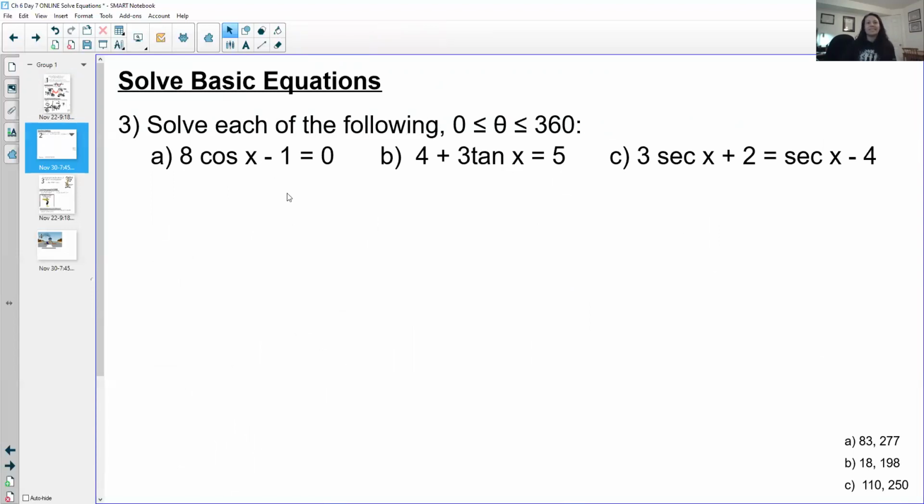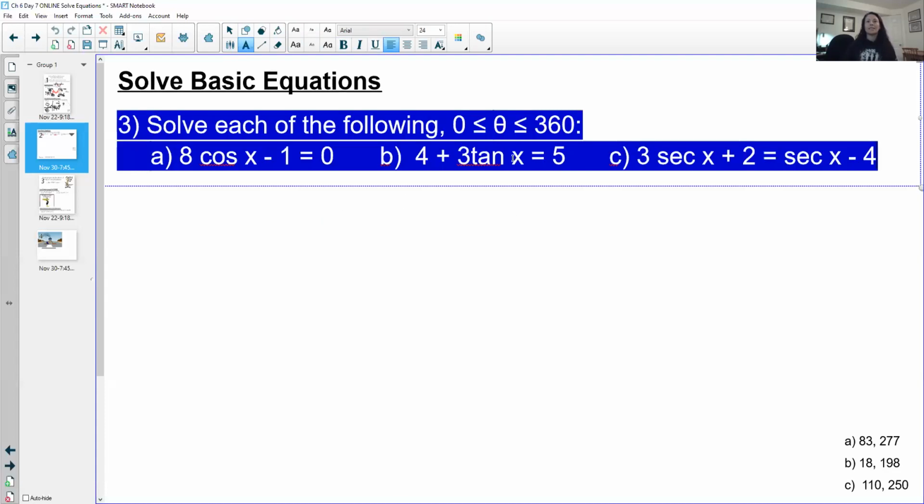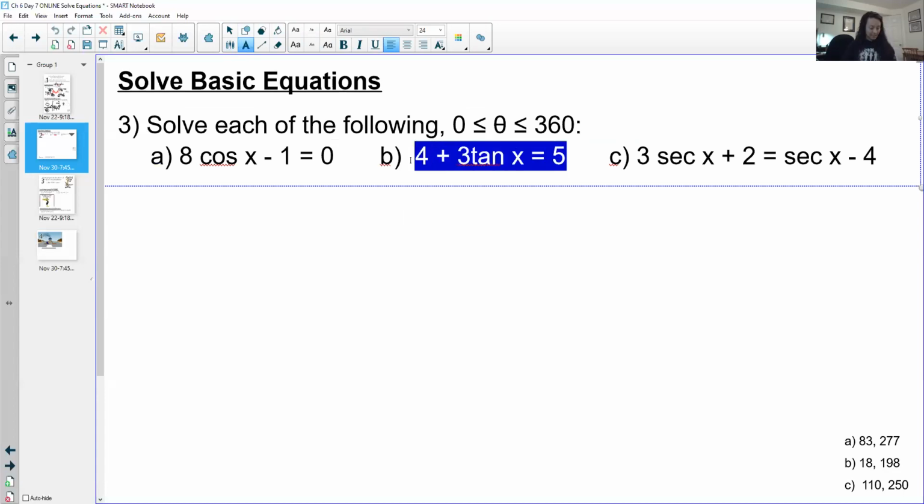Let's do, I'm not going to do A. Let's go straight to B. So I need to get x by itself. So I'm going to isolate for this term with the tan in it. Let's see, hold on a second. I just want to copy this.